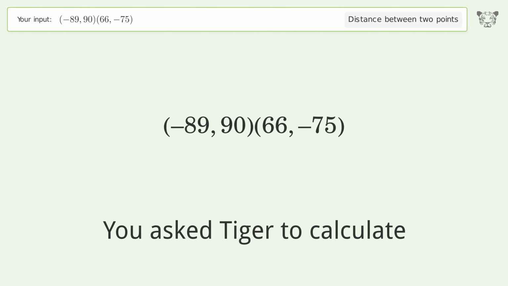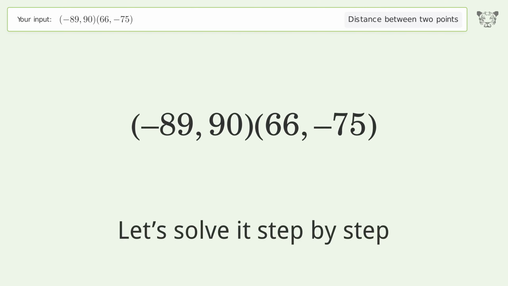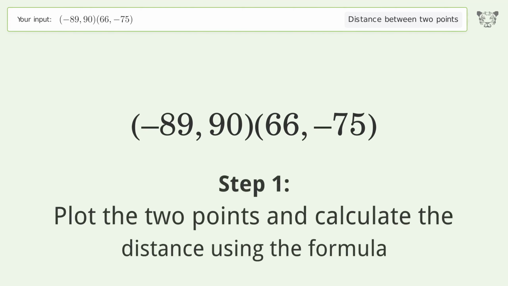You ask Tiger to calculate. This deals with the distance between 2 points. The distance between the 2 points is the square root of 51,250, or 226.385. Let's solve it step by step. Plot the 2 points and calculate the distance using the formula.